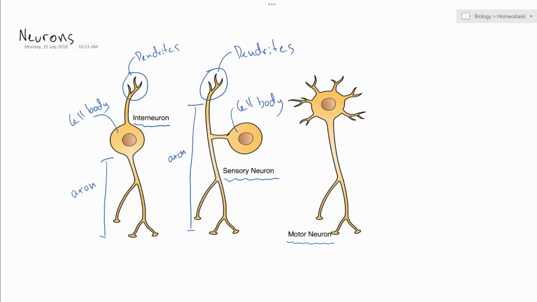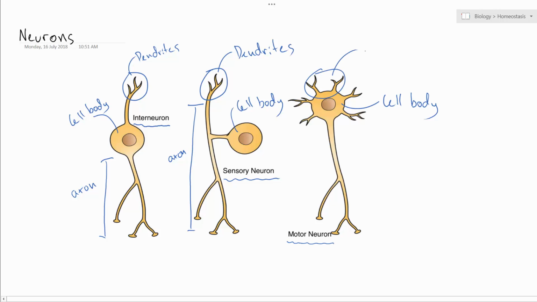And once again, the motor neuron contains a cell body. We've got some dendrites there, and our axon.